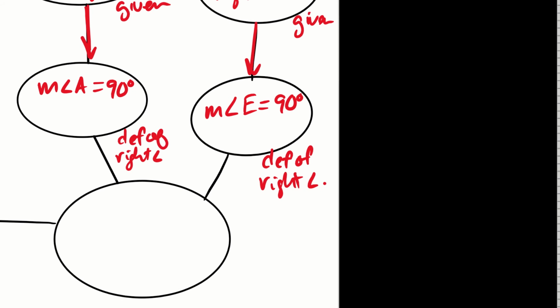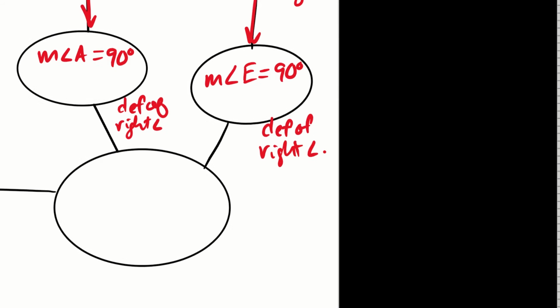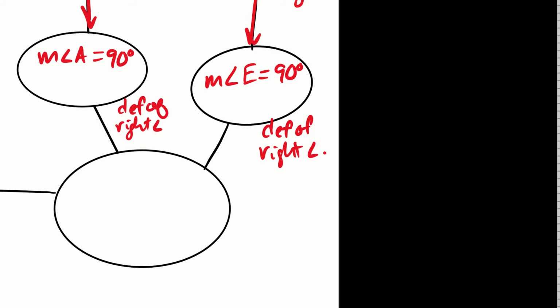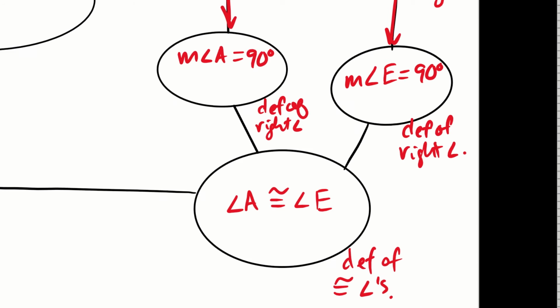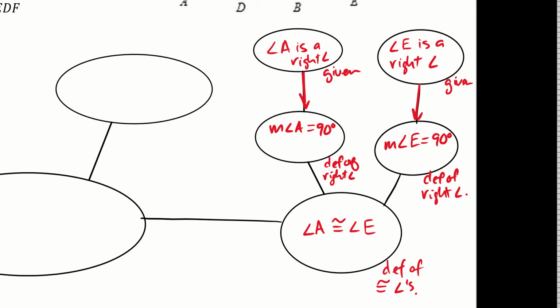And look, they both have the same number of degrees in them. That's convenient because it turns out that's the definition of congruent angles. So now I can say that angle A is congruent to angle E. Why? They fit the definition. It's the definition of congruent angles. Two angles are congruent if and only if they contain the same number of degrees. So it's a little tedious, but I go from right angles, which are angles that measure 90 degrees, and since they both measure 90 degrees, they are congruent, okay?